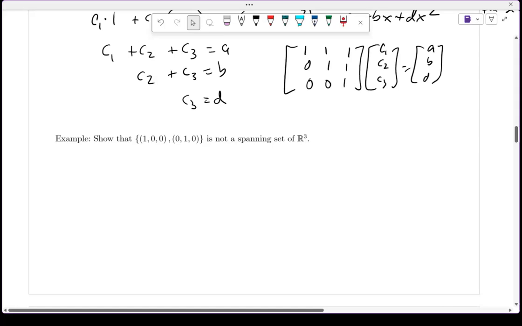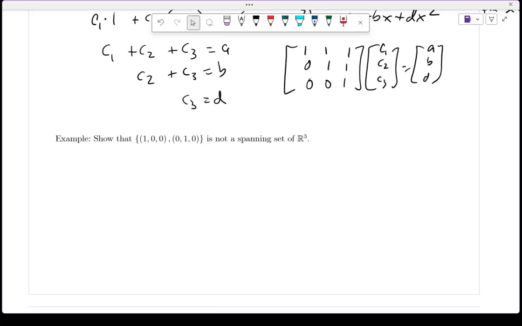Okay. What about the next example? What do you think we should do? So if it's not row reduced, we can't get a pivot in every row. That means it's not a spanning set. Correct. That's exactly right. If we don't get a pivot in every row, it's not a spanning set. Go to setting up the matrix. Yeah, that's exactly what we're going to do.